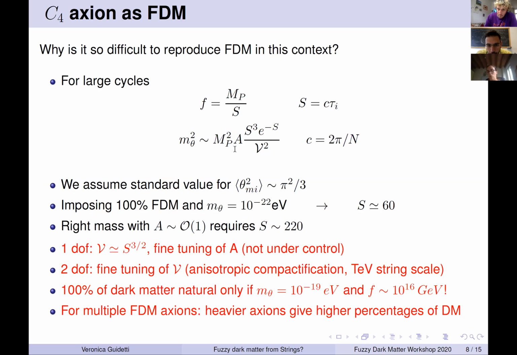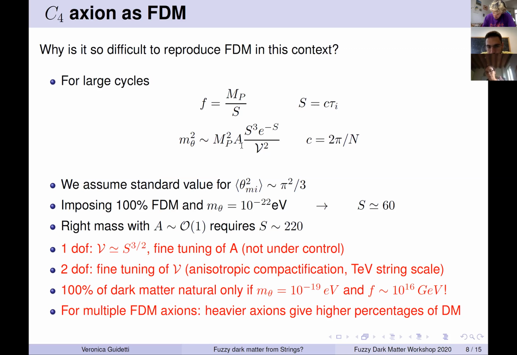We have always assumed standard values for the misalignment angles, so small values in general. Let's say that in the first case you want to have 100% of fuzzy dark matter, and assume that you can match the right mass for the axion. This is just a simple equation coming from the dark matter abundance equation, and you see that your instanton action needs to be of order 60 or something like that. On the other hand, if you just try to find the right mass, assuming an order 1 coefficient here, this would require an instanton action which is far larger. And so there is this tension between finding 100% of dark matter and matching the right mass.